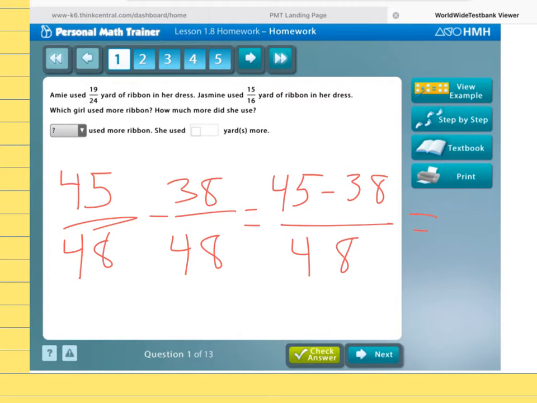So now that I've figured that out, I've rewritten the problem horizontally. So 45/48ths minus 38/48ths will equal 45 minus 38 over 48, which is going to equal 7 over 48. I labeled that with yards. So that looks like that's the difference of the yards that they used for their dresses. I don't think I can simplify this, so it's already a simple fraction in the lowest terms, and that should be the answer. Go ahead and check step by step or view example if you need extra clarification.